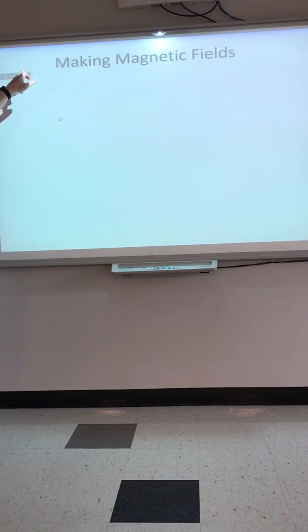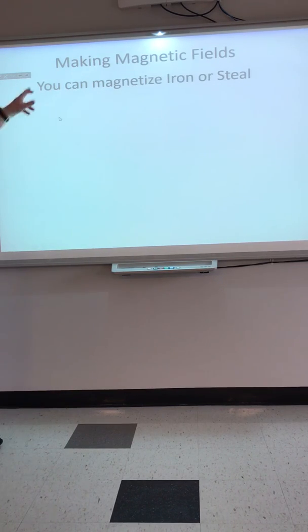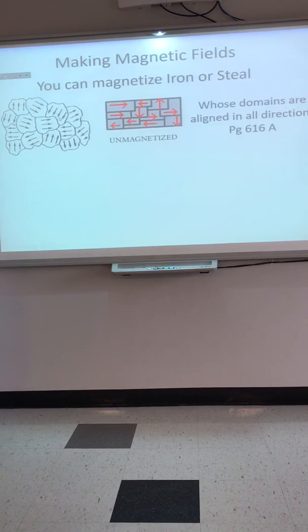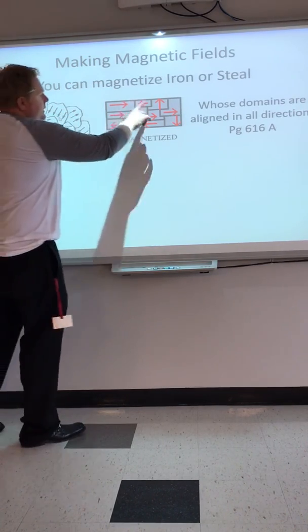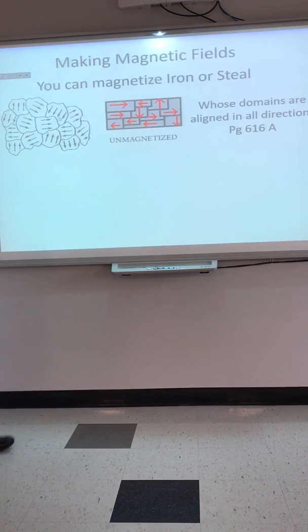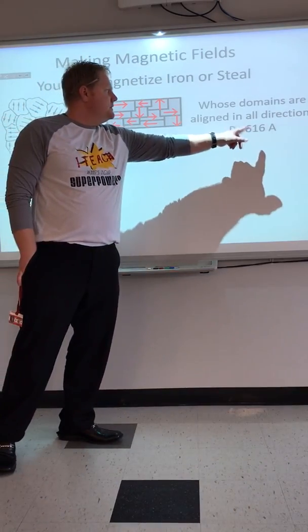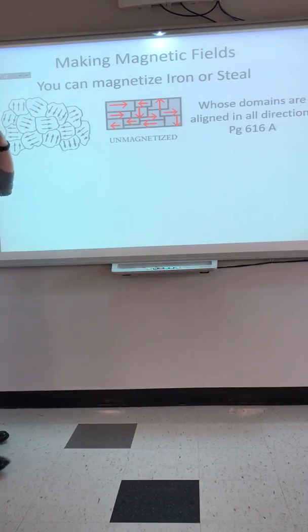Making magnetic fields. You can magnetize iron or steel. Unmagnetized metals have particles that are in all different directions. These domains align when you run a magnetized item over it or electricity through it. And all the arrows will line up. You can see page 616, item A.